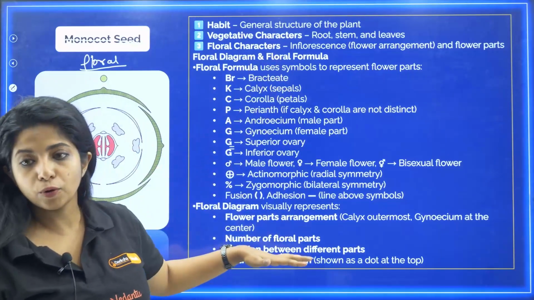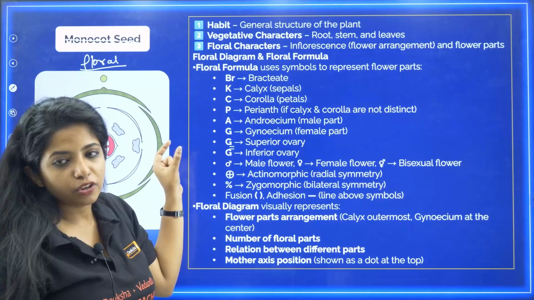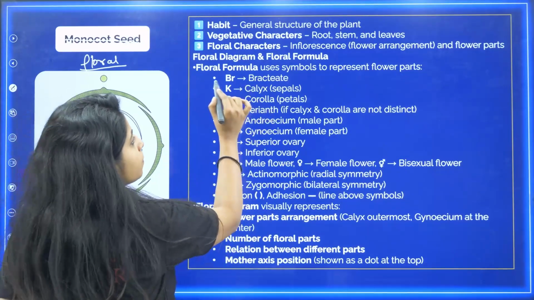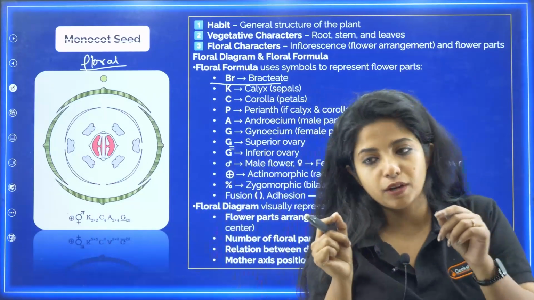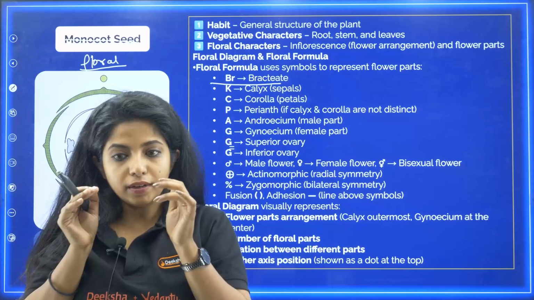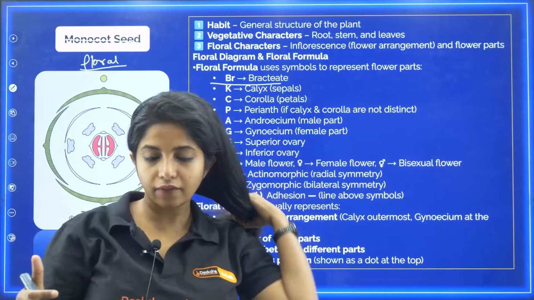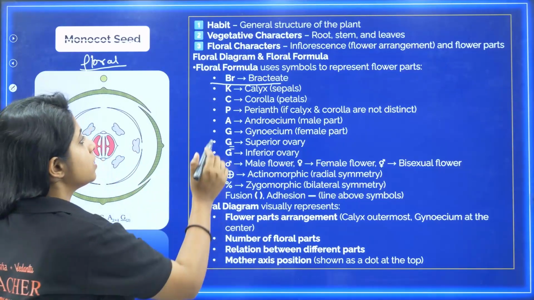So in floral diagram and floral formula, you have certain symbols, just like in mathematics or physics. You have to know what each stands for. BR stands for bracteate. It means there will be a leaf below the flower that you have. Usually you do not have it, but if at all you are having it, you call this condition bracteate condition. It is represented by BR.